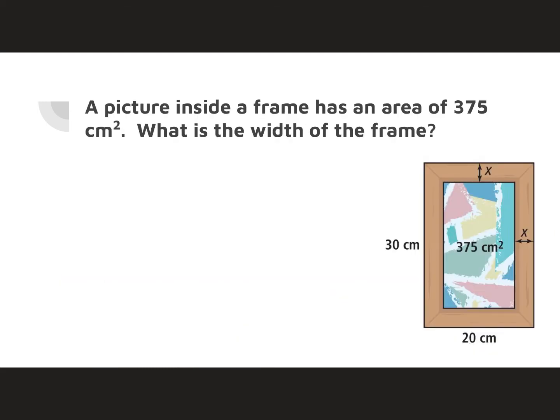Okay, so here I have a picture inside a frame that has an area of 375 centimeters squared. What is the width of the frame? So the picture inside the frame is 375. To find the inside part here, we're going to be subtracting. So I have 30 minus 2x times 20 minus 2x equals 375.